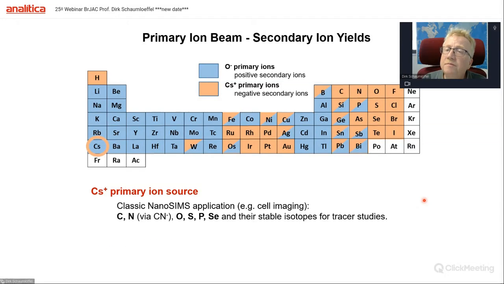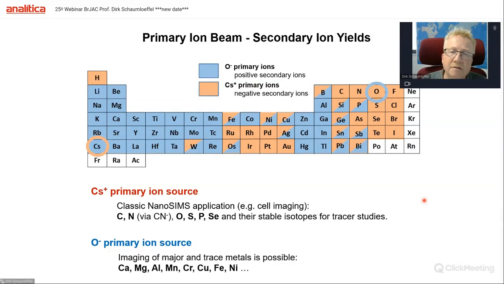And with the oxygen minus primary ion beam, we have access to the left side of the periodic table. It means more or less all the metals, trace metals. There are some elements, of course, here in the middle, where you can use both ion beams to create secondary ions, but not with the same sensitivity. So with both ion beams, we have access to almost all chemical elements. And why cesium and oxygen? Because they have the largest difference in their electronegativity. Therefore, cesium and oxygen are used here as the elements for the ion beams.